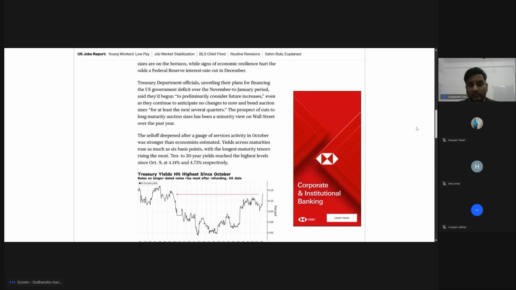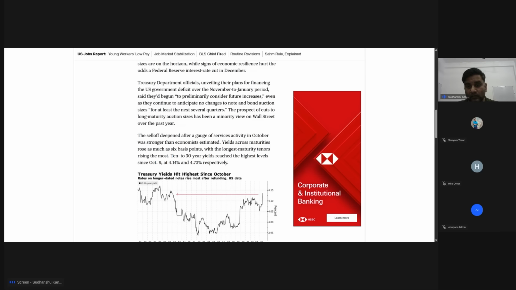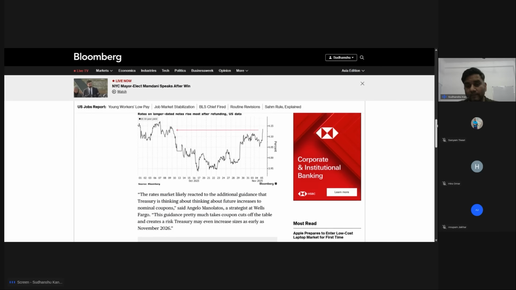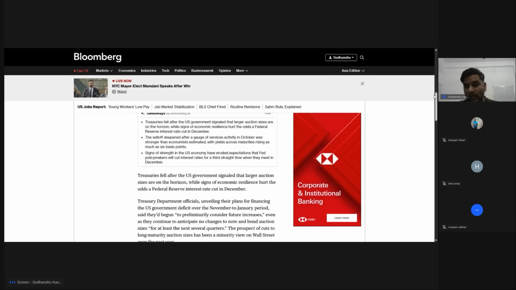So see here, treasury yields have hit the highest since October. Yields have jumped up today. Why have they jumped up? Because the Treasury Department, this evening, news came. The Treasury Department has unveiled its plans for financing the U.S. government deficit over the November to January period, and they are considering future increases. So the prospect of cuts to long-term maturity auction size has been a minority view over the past years. Maybe it's a little difficult topic to understand, but I don't want to go into something so difficult. What I'm trying to put across is that today some news came, especially regarding that summary here.